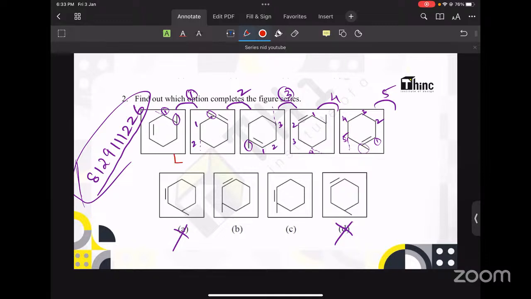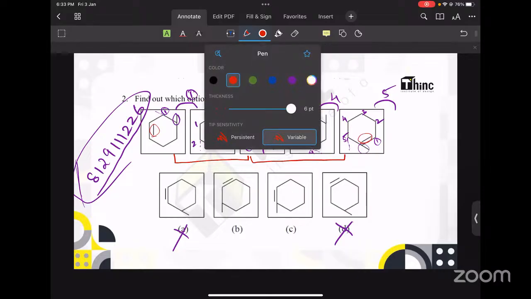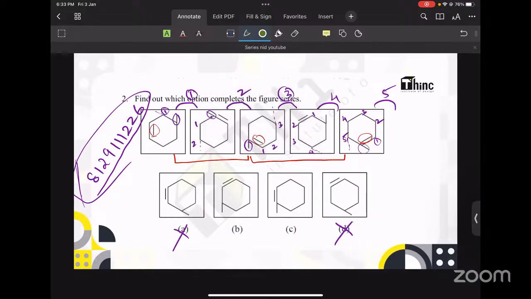Over here, see, the first one and third one have the line inside it. The third one and the fifth one have the line inside it. So this is a certain type of alternate series. The second one and fourth one have the line outside. The fourth one and sixth one will have the line outside. So the answer will have the line outside. And from here to here, there is a jump of 1 position. So next time it will be moving by another one.